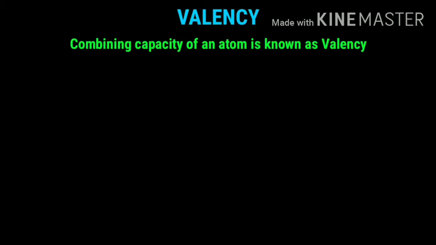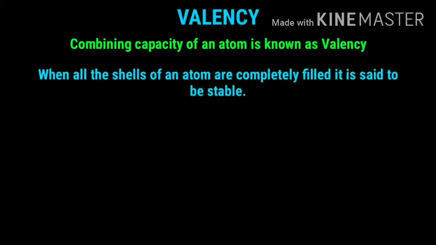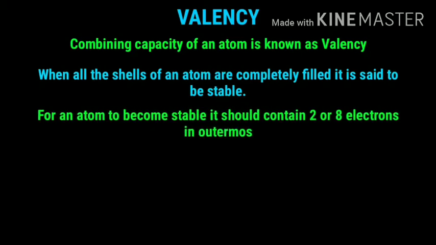Children, the outermost shell of an atom is called its valency shell. Valency shell means the outermost orbit of an atom. When all the shells of an atom are completely filled, then it is called stable. And in the valency shell only the electrons are present which decide what will be the valency. For an atom to become stable, it should contain 2 or 8 electrons in its outermost orbit.